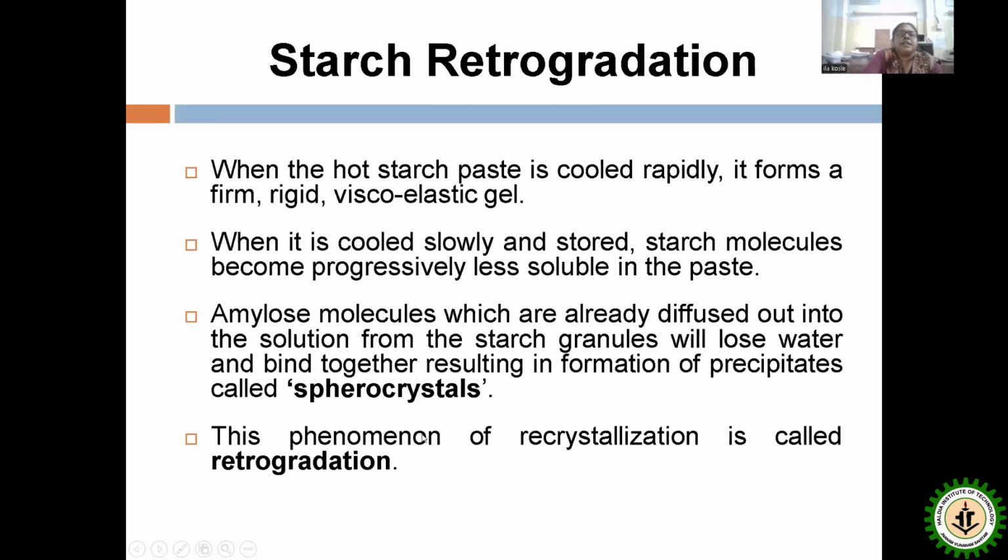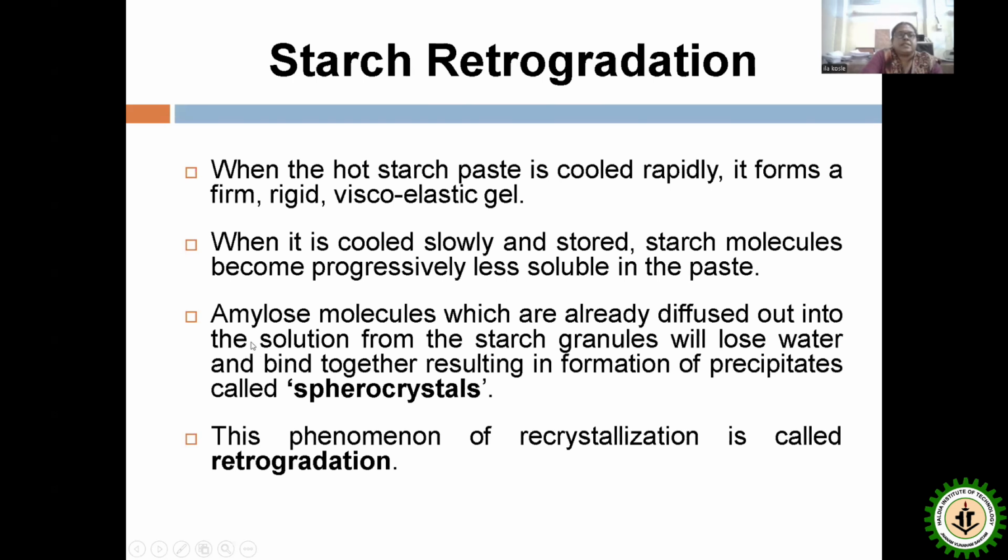Now, after gelatinization, the next important topic related to starch is called retrogradation. Now, what is it and how does it happen? After gelatinization, when the hot starch paste is cooled rapidly, it forms a firm, rigid, and viscoelastic gel. However, if it is cooled slowly and stored, then starch molecules become progressively less soluble in the paste.